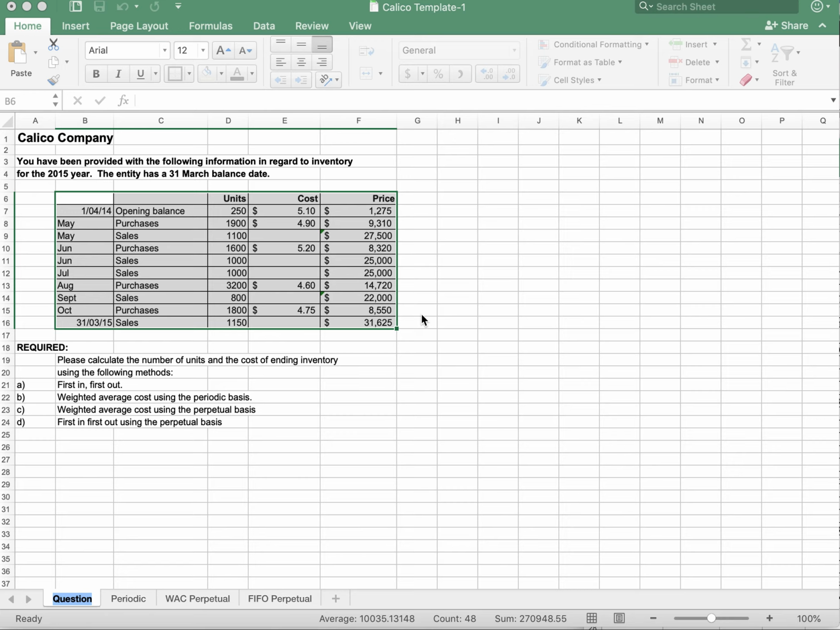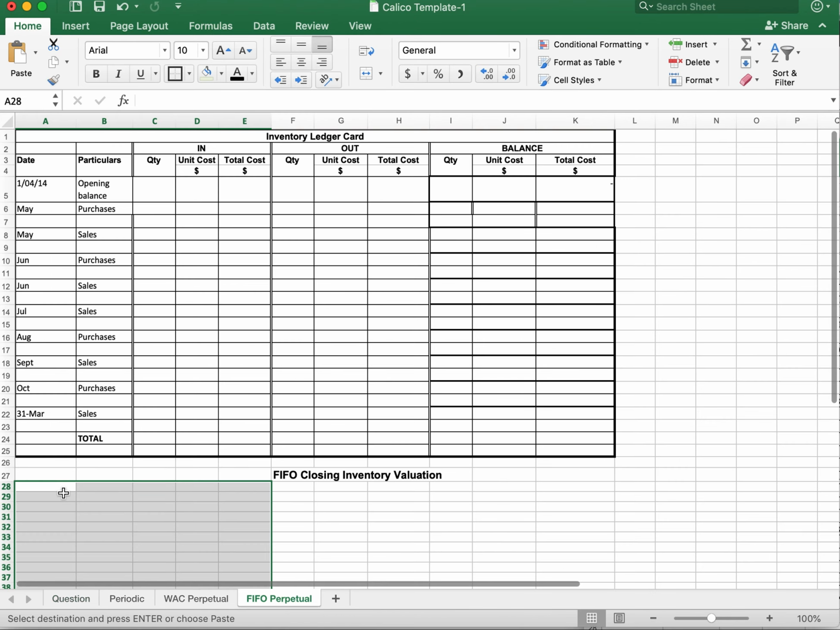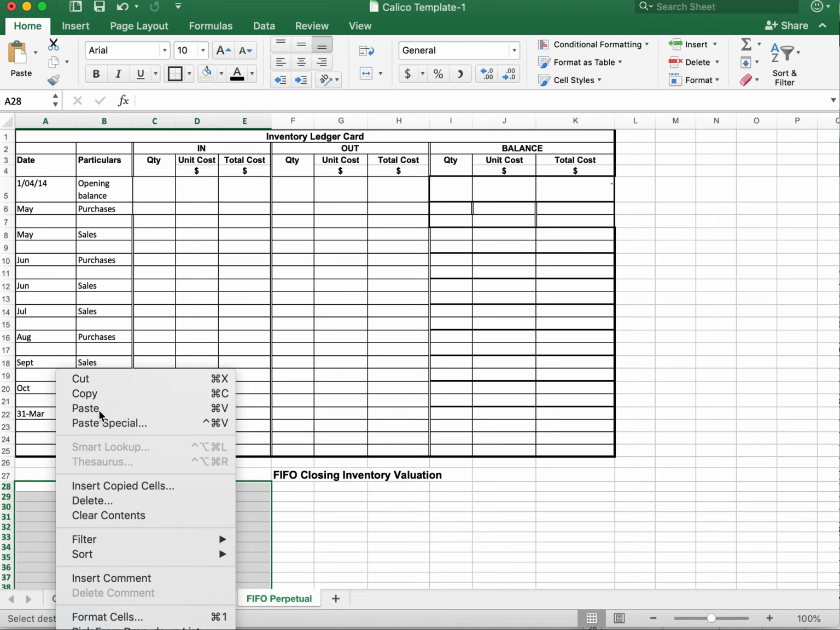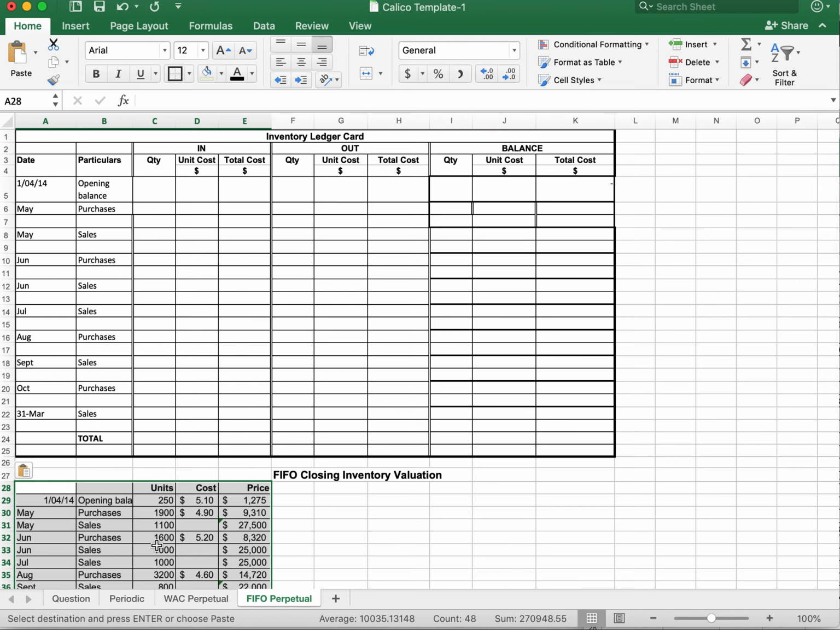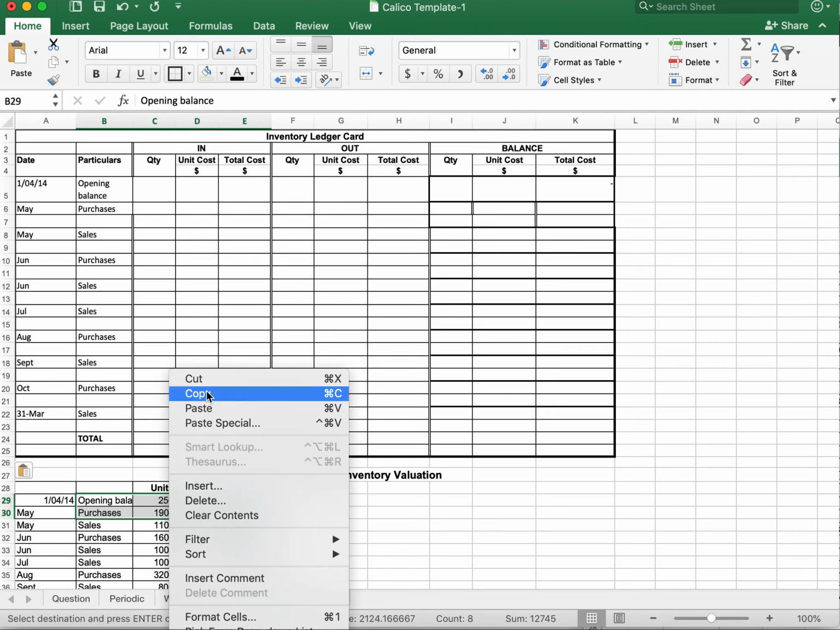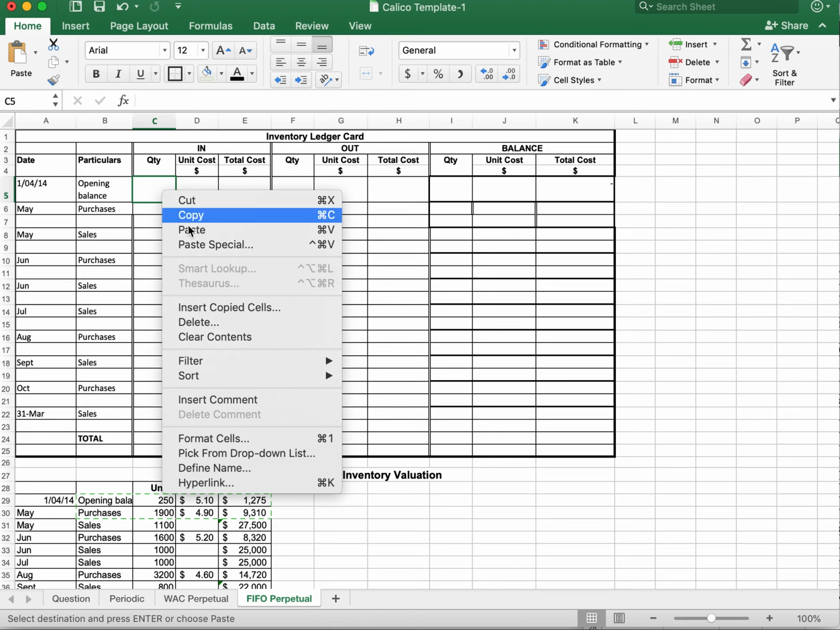Right, the last exercise for Calico Company, which is D, first in, first out using the perpetual basis. Once again I'm going to copy the information I need, go to the sheet, and paste it, so I've got it at hand, and then I can start populating up here. The first thing, it goes in date order, which is what we've been provided with, which is handy. So I'm going to copy that and paste it there.